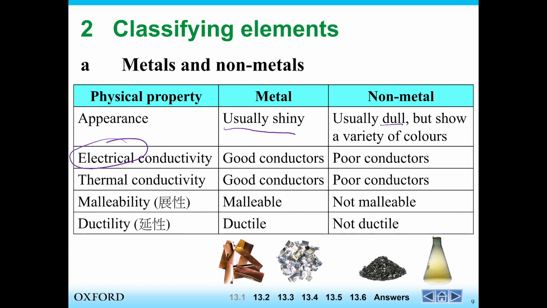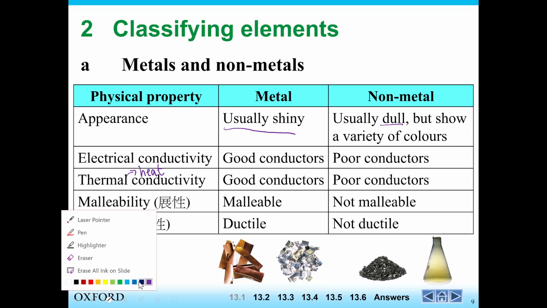You also learned this in Form 2. Metals are good thermal conductors, meaning they're good conductors of heat. So thermal here, you could represent as heat. Whereas non-metals are poor conductors of heat. Now the next two, malleability and ductility. What do they mean? This is usually where everyone gets confused.